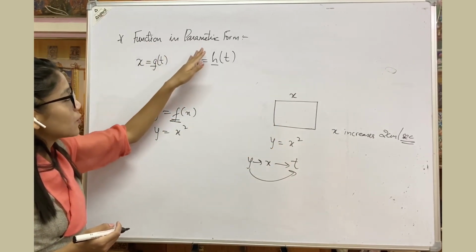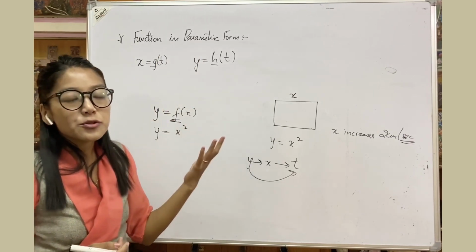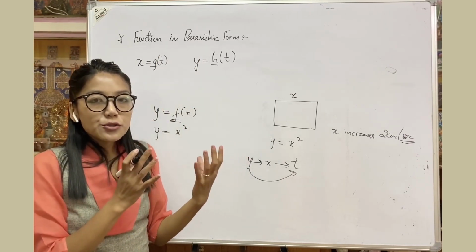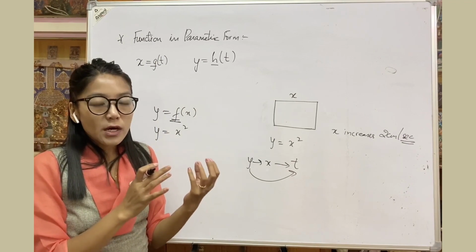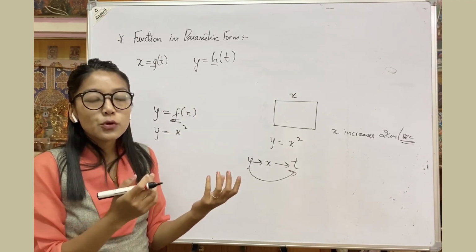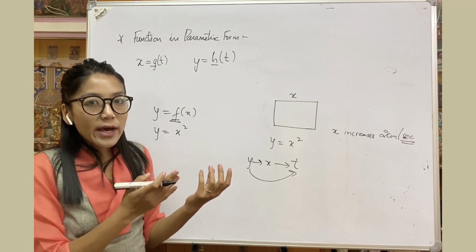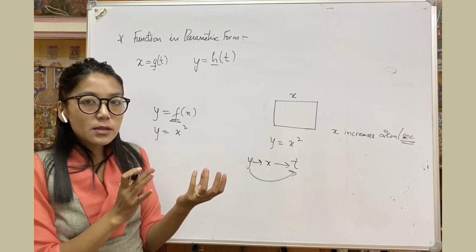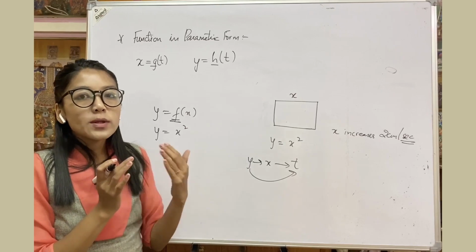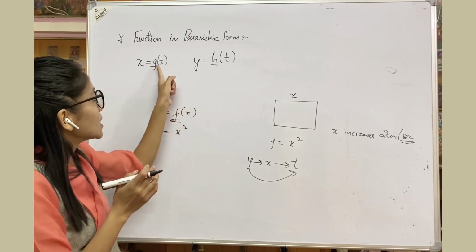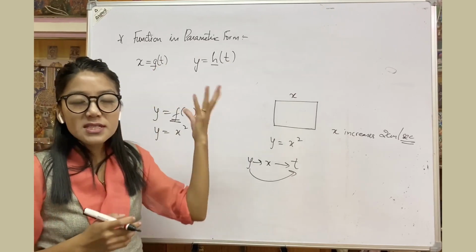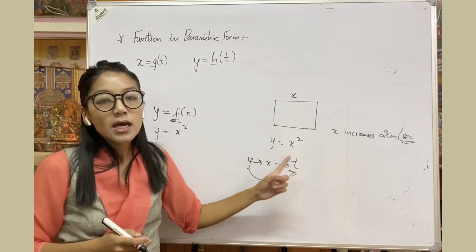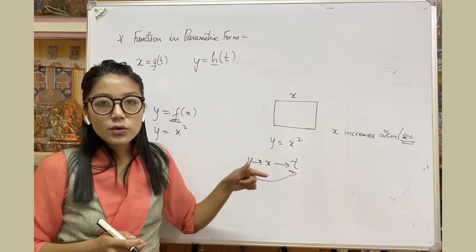So parametric form: when you put a function in parametric form, it means you are introducing a third variable with respect to which you are expressing both your variables x and y, okay? So in parametric form, you will have a third variable, and x and y both will be expressed in terms of this new variable t. Now this can be any variable. Here I have taken t. You can take theta also as your third variable.